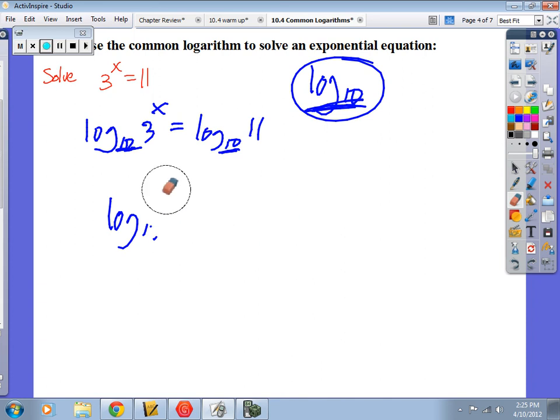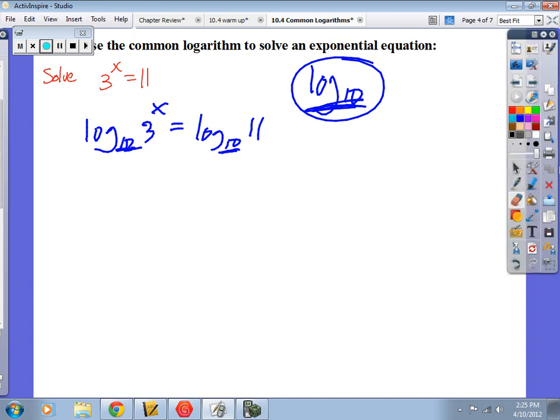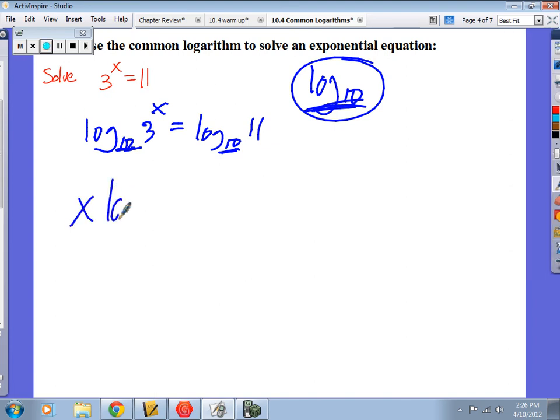So now, could you do like the x as a times? You have got to use your power property. If you're taking the log of a power, what are you going to do with this x? You take the x and bring it out front. X times the log in base 10 of 3 equals the log in base 10 of 11.